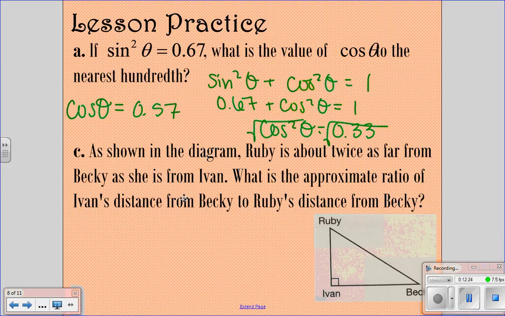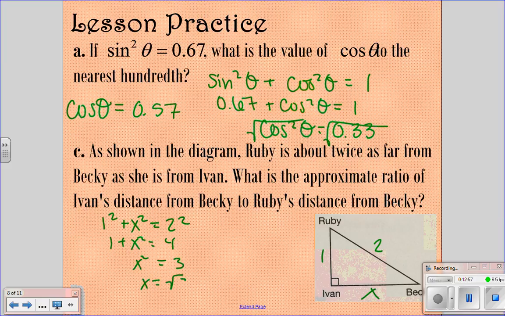Looking at part C, Ruby is twice as far from Becky as she is from Ivan. So I'm going to make that a 1. And so if this length is a 1, she's twice as far from Becky, so that'd be a length of 2. And it wants to know what's the ratio of Ivan's distance from Becky to Ruby's distance from Becky. Well, first we've got to use Pythagorean theorem to figure out what our x value is. So 1 squared plus x squared equals 2 squared. So 1 plus x squared equals 4. So x squared equals 3. So that means that x is the square root of 3.